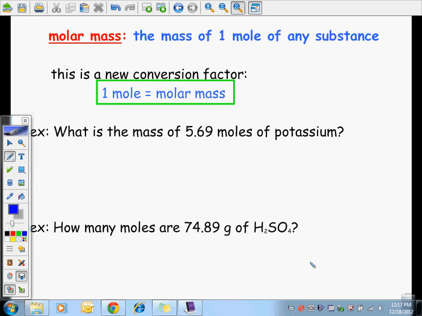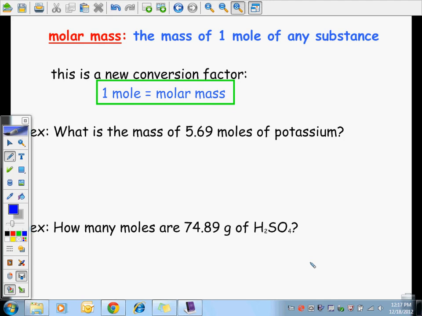We had atomic mass, formula mass, molecular mass. I like to call them all molar mass. Molar mass is the mass of a mole, so it doesn't matter what kind of substance you have. If it says molar mass, it works for anything. And that's going to be our new conversion factor. So instead of putting 6.02 times 10 to the 23rd atoms or molecules, whatever, we're going to use the molar mass in that conversion factor. But we're going to take it through the same steps.